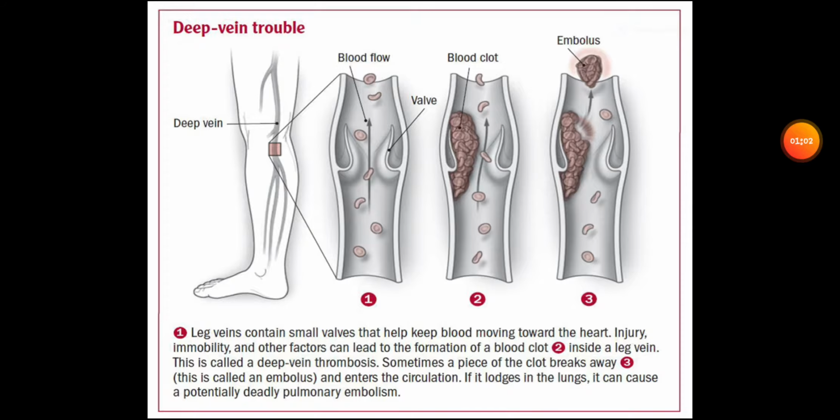Leg veins contain small valves that help keep blood moving towards the heart. Injury, immobility, and other factors can lead to the formation of a blood clot inside a leg vein. This is called a deep vein thrombosis. Sometimes a piece of the clot breaks away, which is called an embolus, and enters the circulation. If it lodges in the lungs, it can cause a potentially deadly condition called pulmonary embolism.